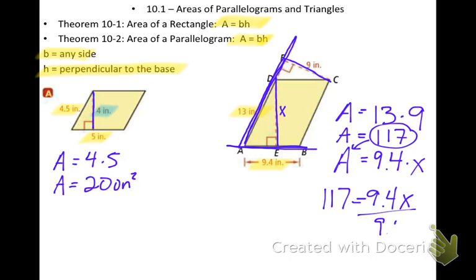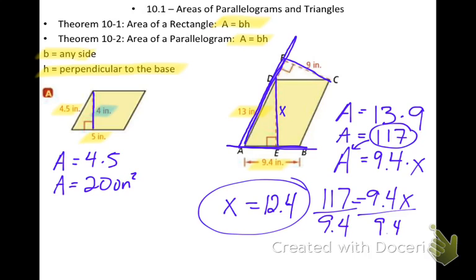Divide both sides by 9.4. And you get X is equal to 12.4 or something like that. 12.4. Again, having to find the area first before I find out what that height is.